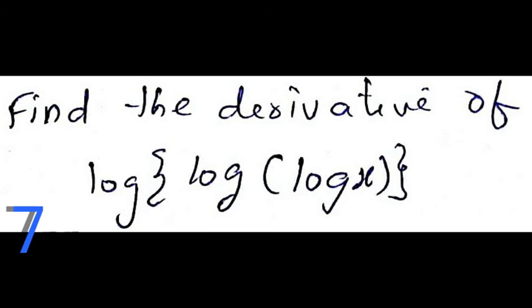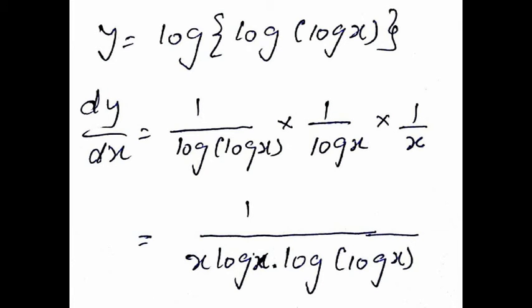Find the derivative of log log log x. Derivative of log x is 1 upon x. Using this formula 3 times, we get 1 upon x log x log log x.